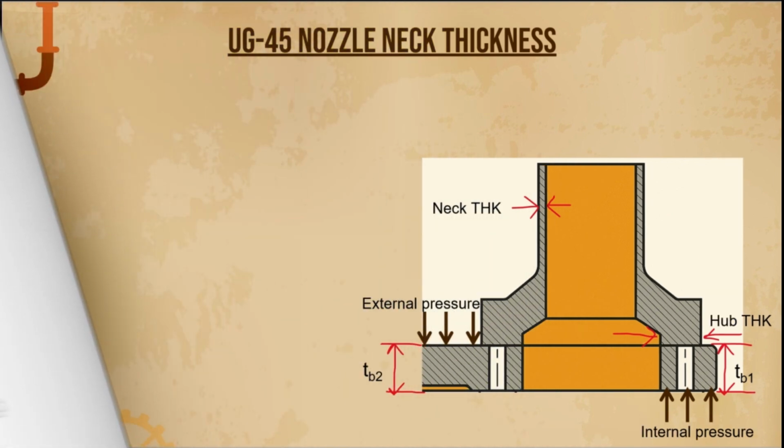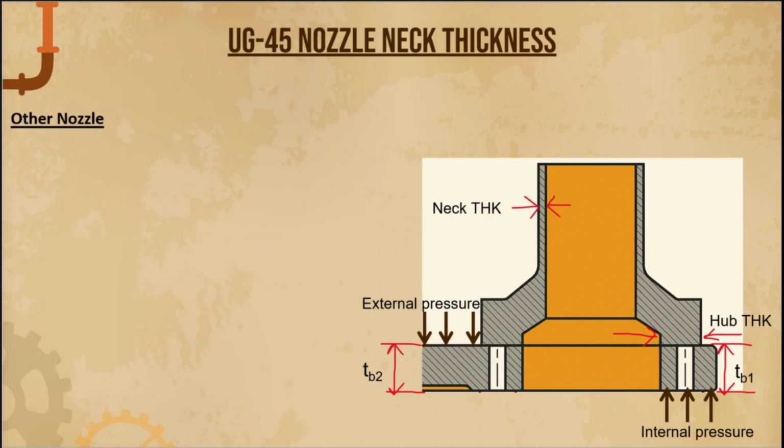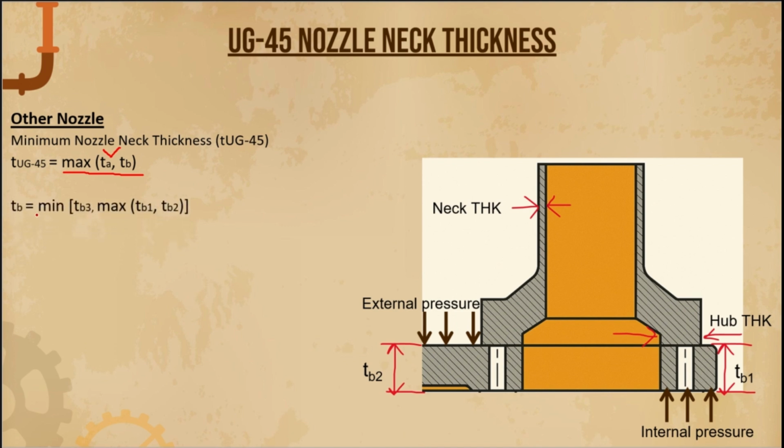So let us see the minimum nozzle thickness for the other type of nozzles. The minimum nozzle thickness as per UG-45 for the other type of nozzles is equal to the maximum of TA and TB. We already know how to calculate TA, so let us see how to calculate TB. TB is the minimum of TB1, TB2 and TB3.